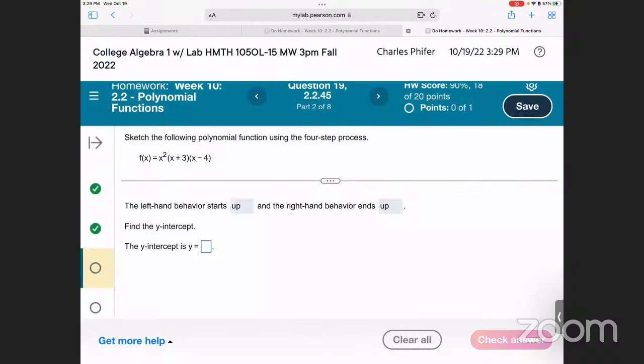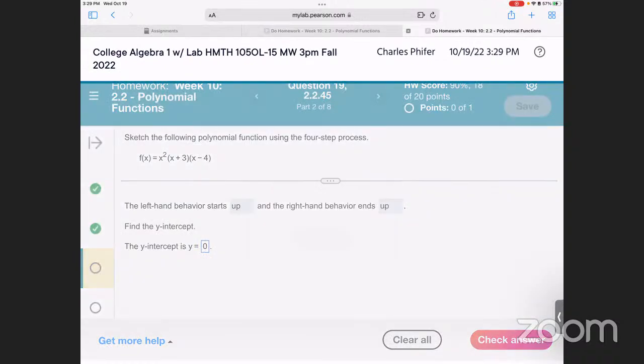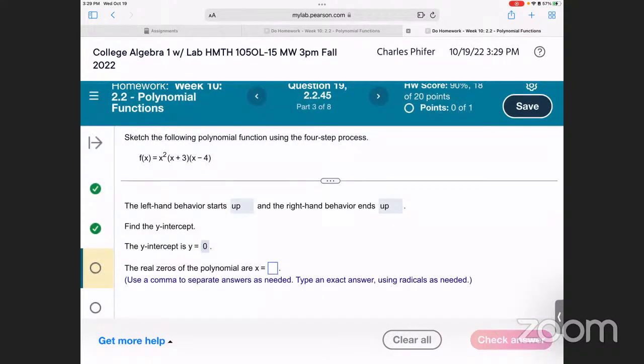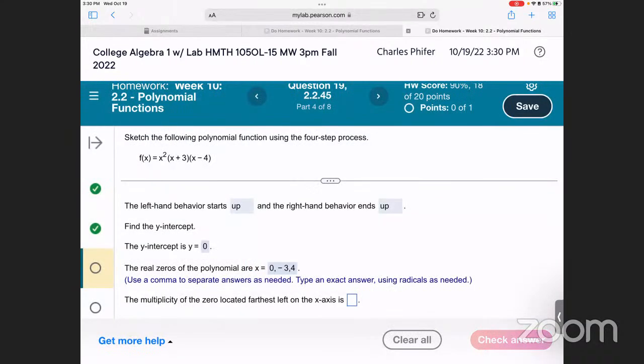The y-intercept: if we set x to 0, it looks like the output is 0. The y-intercept is oftentimes easier than the x-intercept in that you just set x to 0 and a lot of terms just cancel away. For the zeros, we're fortunate with this example in that it's already in factored form. So the zeros are 0, -3, and 4. Again, if anything isn't clear, feel free to unmute yourself and we can talk about it.